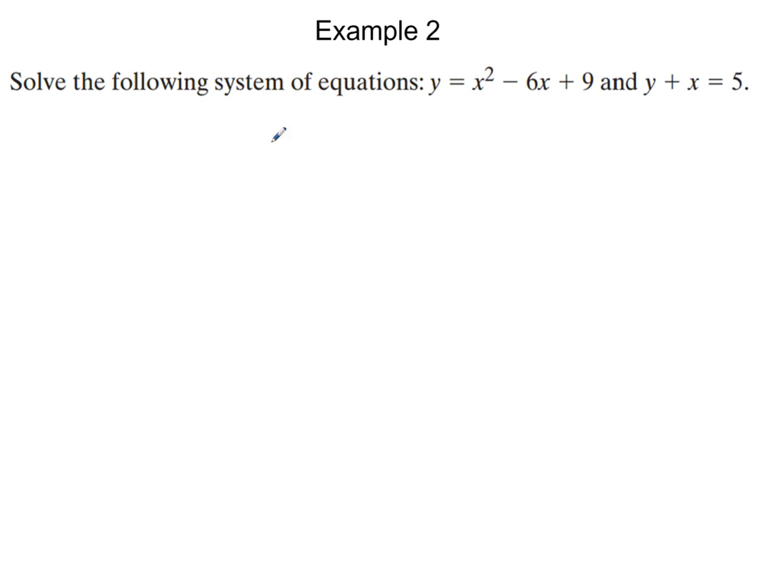Example 2 says, solve the following system of equations. We've got y is equal to x squared minus 6x plus 9, which is a quadratic equation, and y plus x is equal to 5. So I'm going to start by solving the linear one for y by subtracting x from both sides. So we get y is equal to negative x plus 5.